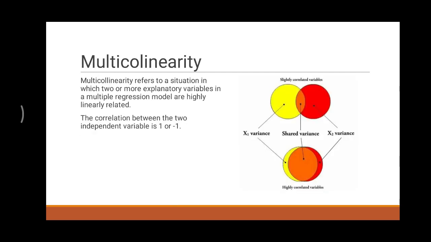Now, multicollinearity refers to a situation in which two or more explanatory variables in a multiple regression model are highly linearly related. The correlation between the two independent variables is 1 or minus 1. This means that in multiple linear regression, the inputs that we provide, or the independent variables, are interrelated. This causes a lot of problems while giving out the output in regression analysis.